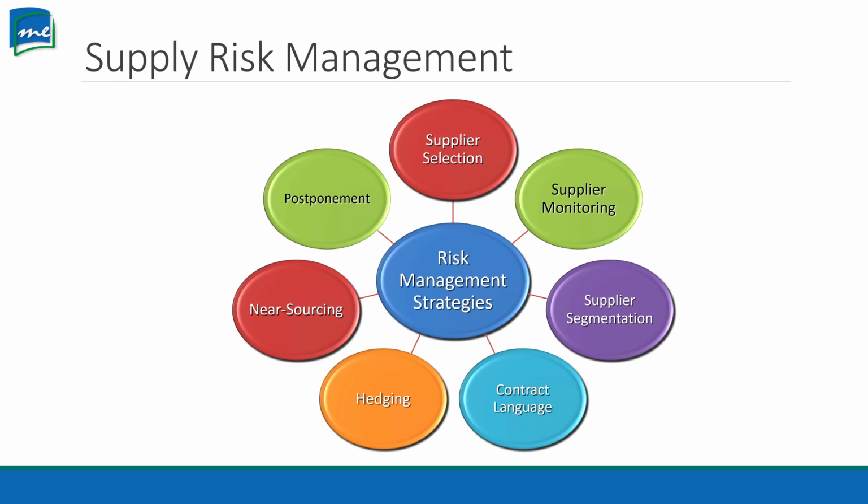Hedging, where are we hedging our bets? Are we expecting something to go wrong? And how are we going to deal with that if it goes wrong? Are we going to put 80% of our orders through our main supplier and then 20% through the secondary supplier? So hedging would be kind of doing that.